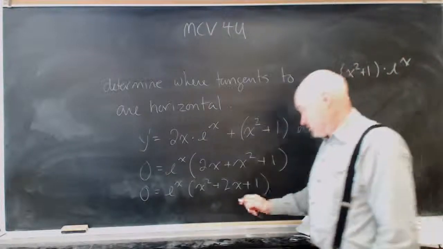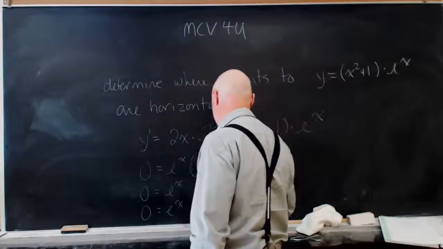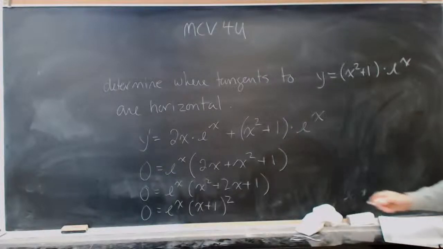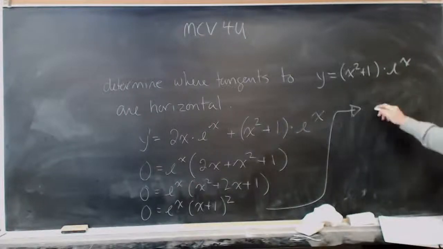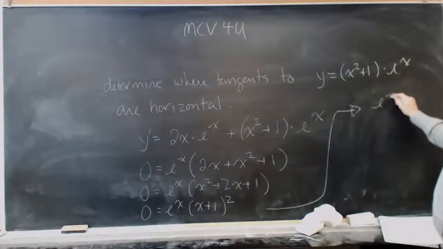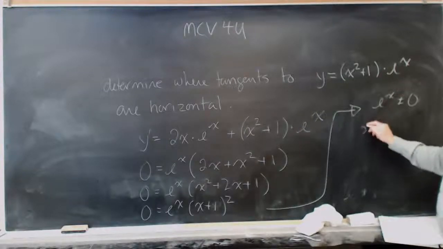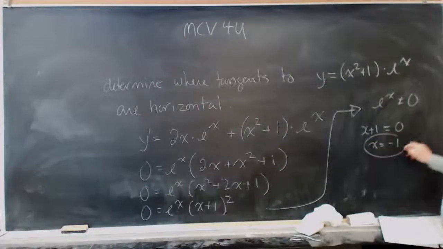X plus 1. Good. Okay. So there it is. It's all factored. So, pardon me, yeah. E to the x is never equal to 0, right? Any value of x, anywhere in the domain of that function, the function's never equal to 0. But x plus 1, well, that's equal to 0 when x is equal to -1.